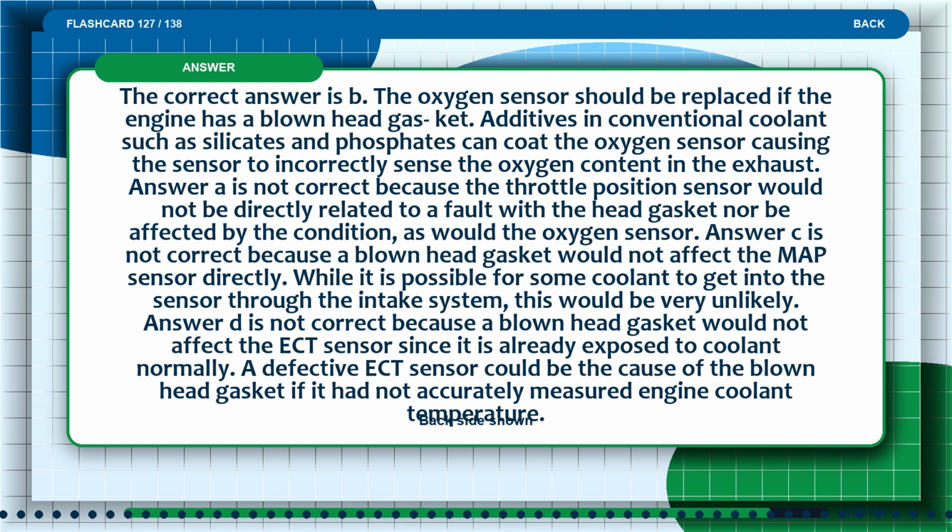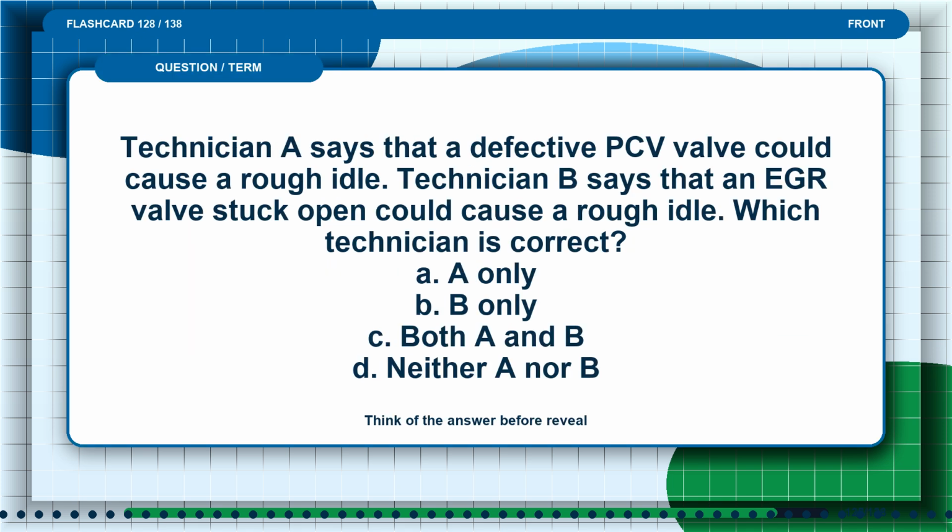A defective ECT sensor could be the cause of the blown head gasket if it had not accurately measured engine coolant temperature. Flashcard 128. Technician A says that a defective PCV valve could cause a rough idle. Technician B says that an EGR valve stuck open could cause a rough idle. Which technician is correct? A. Only B. B. Only C. C. Both A and B. D. Neither A nor B. Pause and think of the answer before the reveal.